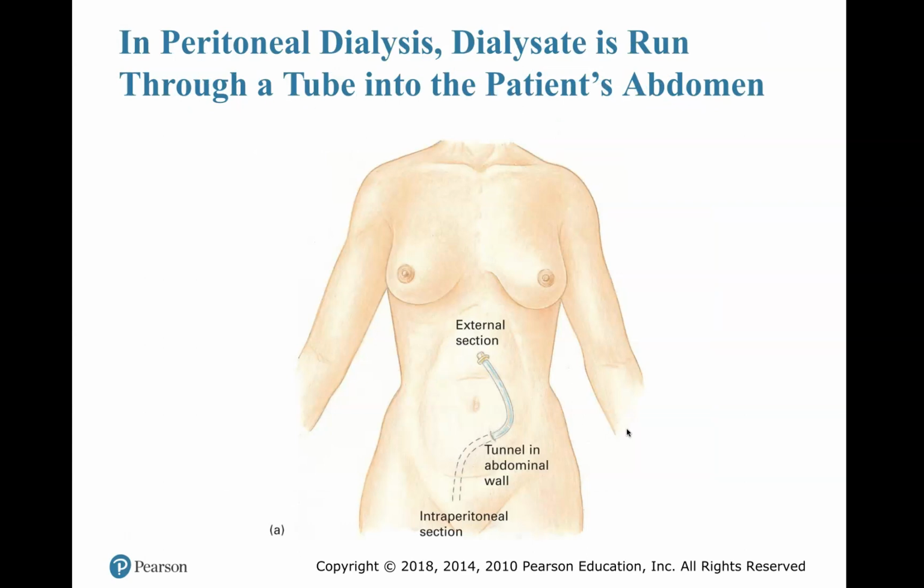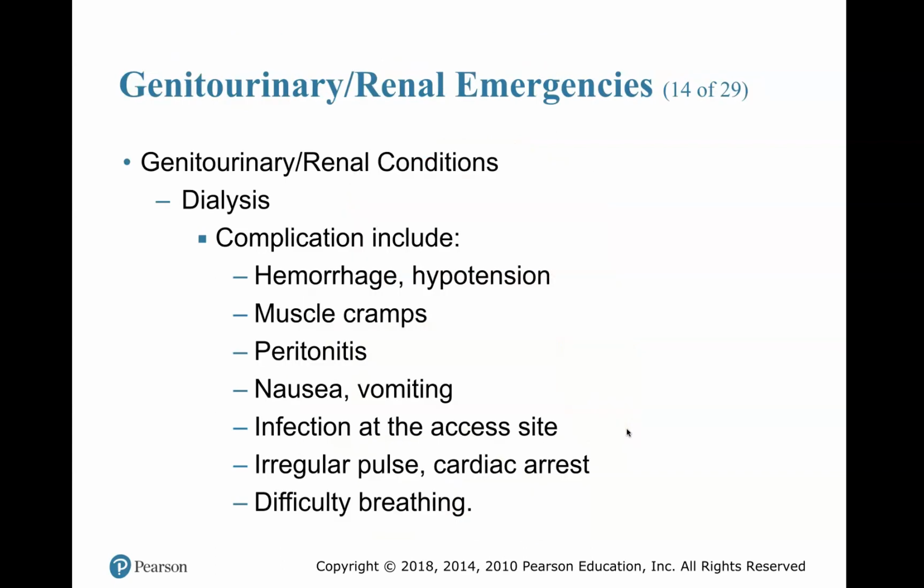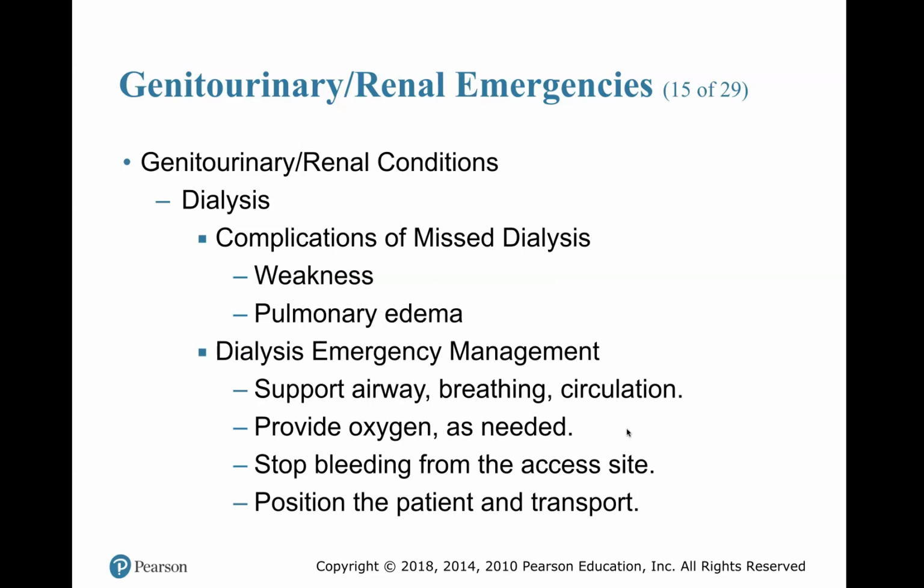In peritoneal dialysis, the dialysate is run through a tube into the patient's abdomen, as seen in Figure A. Complications of dialysis include hemorrhage, hypotension, muscle cramps, peritonitis, nausea and vomiting, infection at the access site, irregular pulse, cardiac arrest, difficulty breathing. Complications of missed dialysis will be weakness and pulmonary edema.